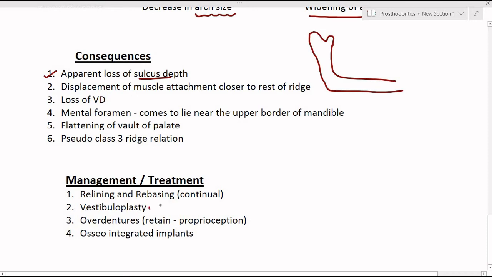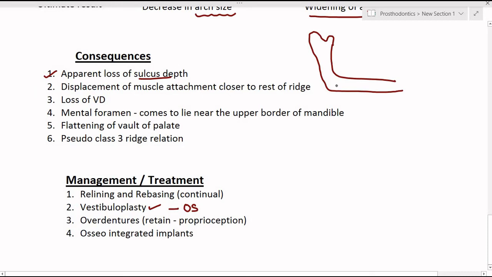We're going to do vestibuloplasty. Now this I'm going to discuss in a detailed video which will be related to oral surgery. I'll discuss this there. So to compensate for the sulcus depth, we do vestibuloplasty.